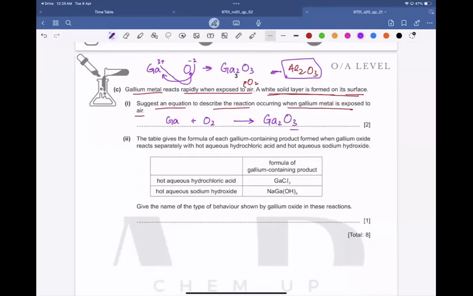Either I can balance it. See, there are 3 atoms of oxygen over here and there are 2. So I will put a 3 over here, making it 6, right? And for that, I will put a 2 over here. So oxygen is balanced on both sides. Now there are 4 gallium over here on the product side. So I'll put a 4 over here to balance the gallium on both sides. Is this clear to all of you? Okay.